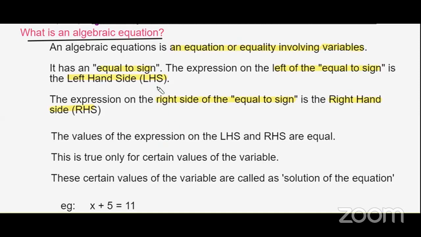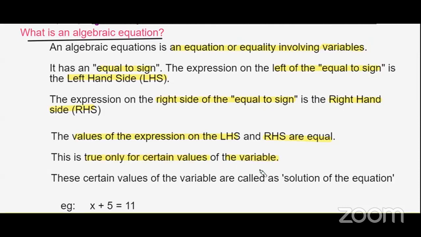So what is an algebraic equation telling us? Whatever the expression is on the left hand side will be equal to the expression on the right hand side. So the values of the expressions on the LHS and RHS are equal. That is the meaning of the algebraic equation. And it is true only for certain values of that variable.